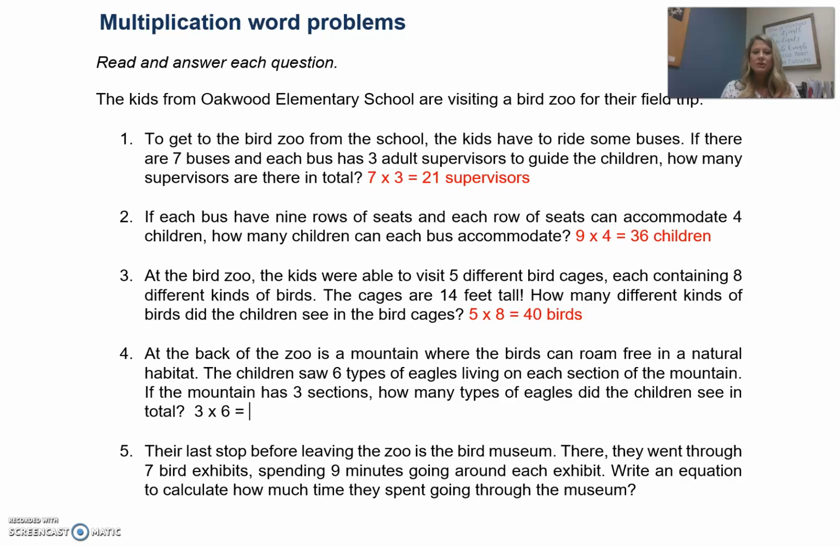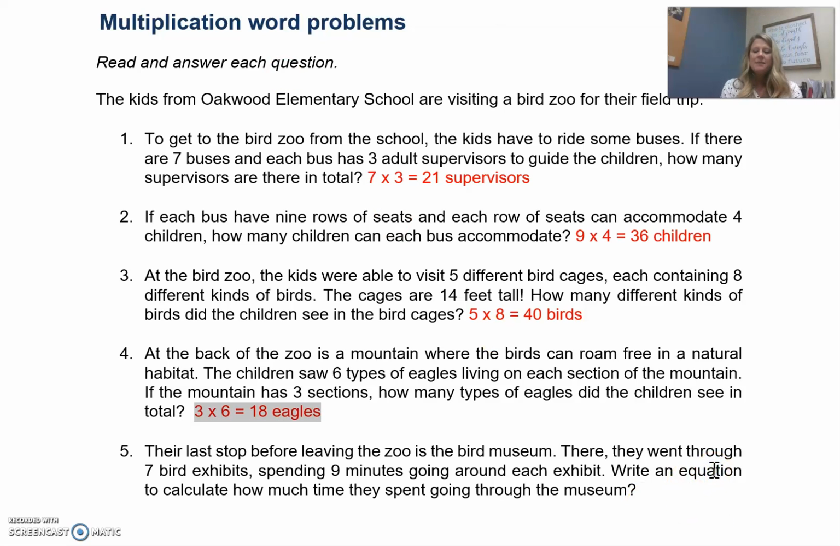How many total types of eagles do they see? 18, right? Very good. And we will highlight that in red. Oops. And we will move on to our last example.